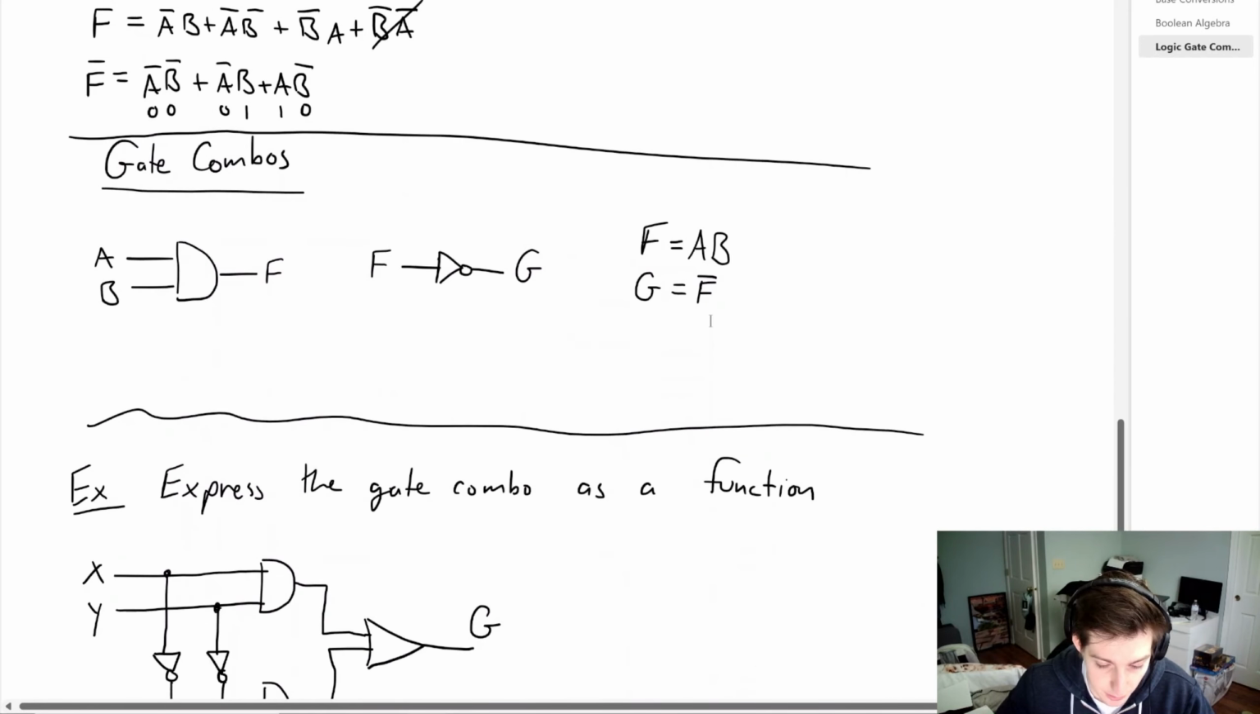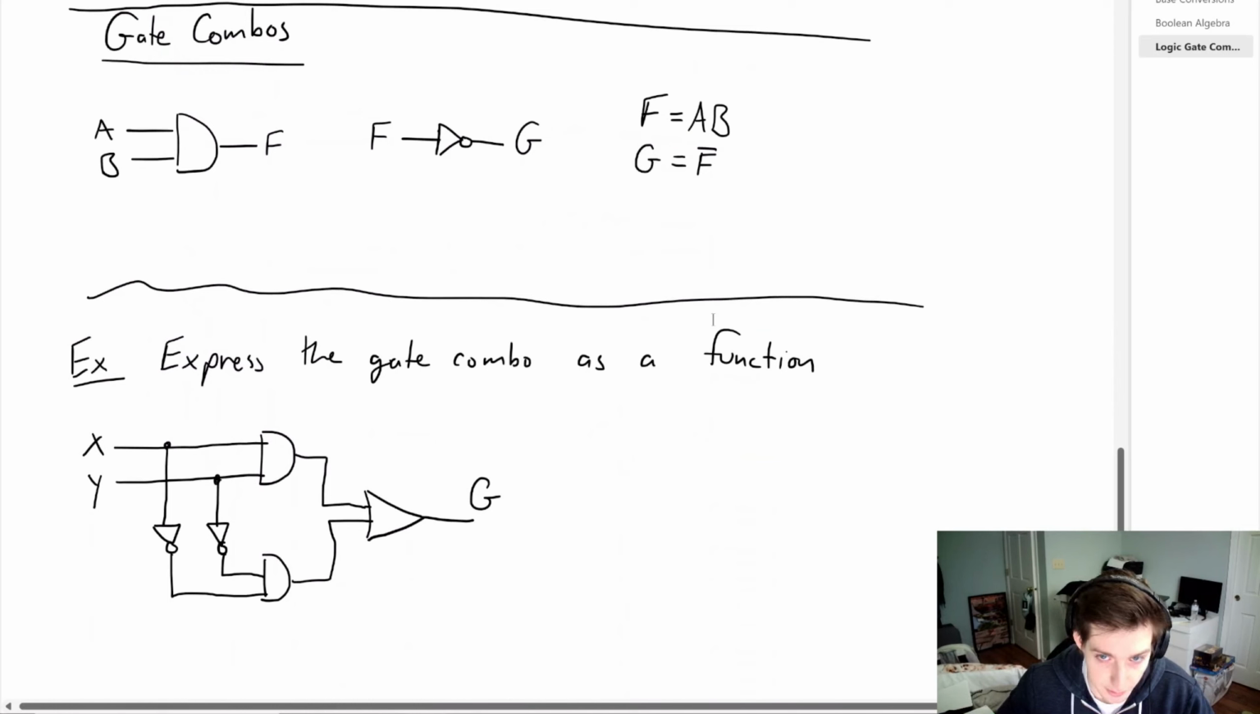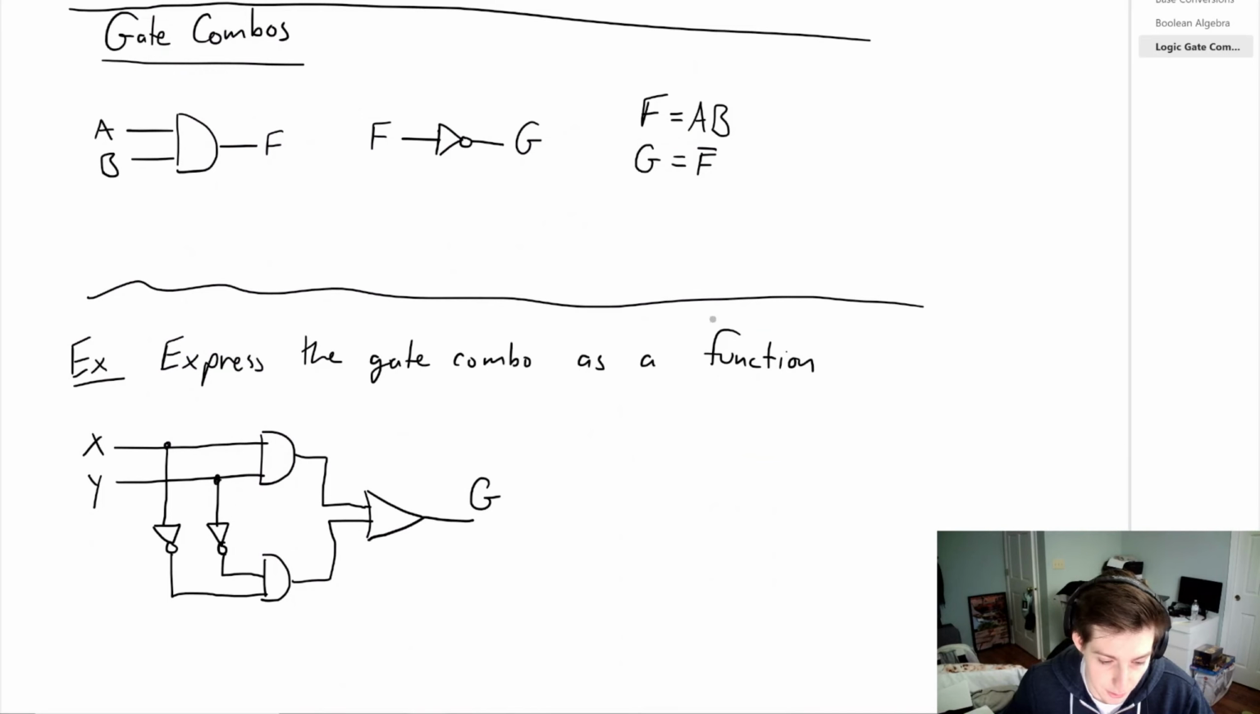So now we want to look at gate combinations. And to do this, we just want to consider an AND gate. So we have 2 inputs, A and B, and output F. And then we have a NOT gate, where we have F as an input and G as the output. So from this, we can simply write the output of the AND gate as A times B, and the output of the NOT gate equal to the inverse of the input, or F bar.